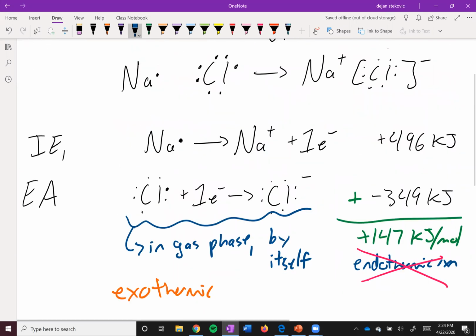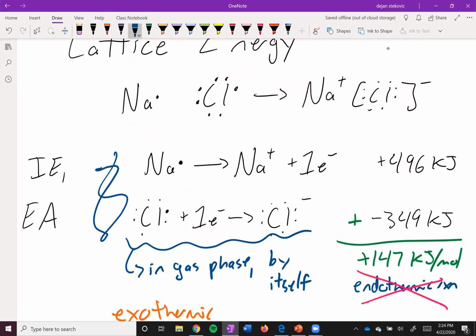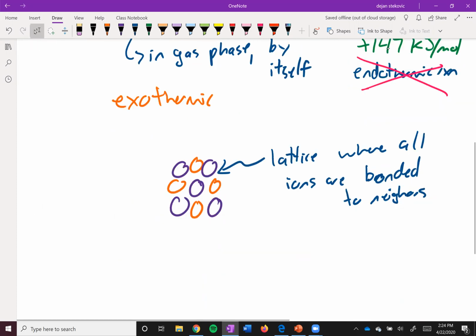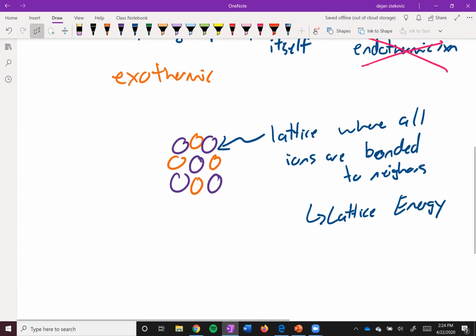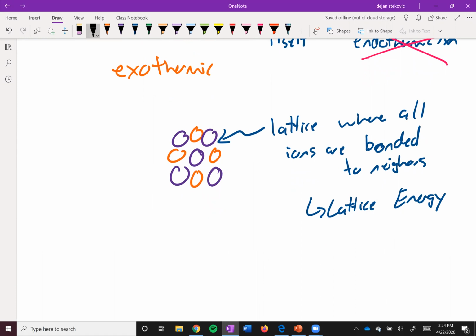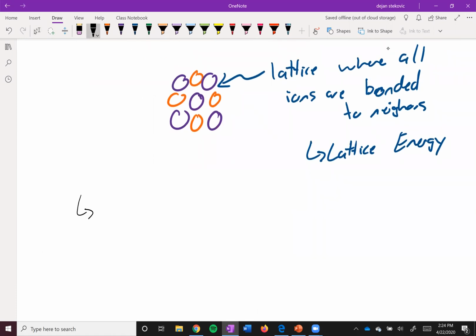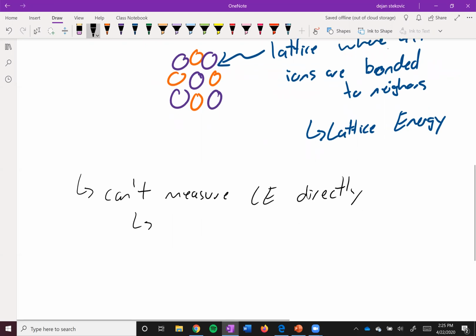And so there's a lattice where all ions are bonded to the neighbors. And as we can see, that's not the situation when we're talking about ionization and electron affinity. And so this is what's known as the lattice energy. And it's this favorable interaction that makes our reaction so exothermic. And so we can't measure lattice energy directly, but we can use what's known as the Born Haber cycle to figure it out.